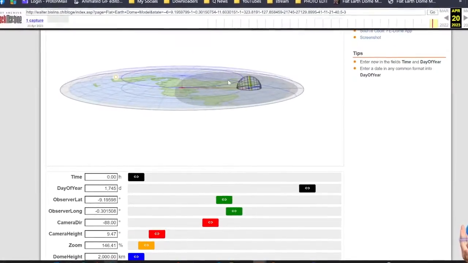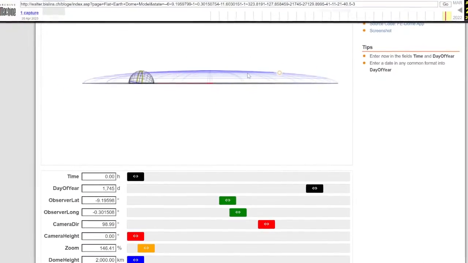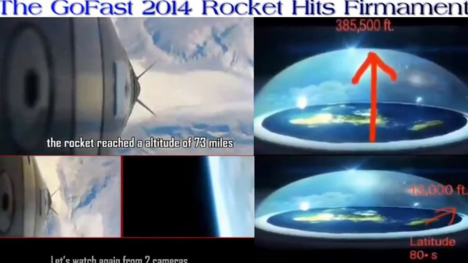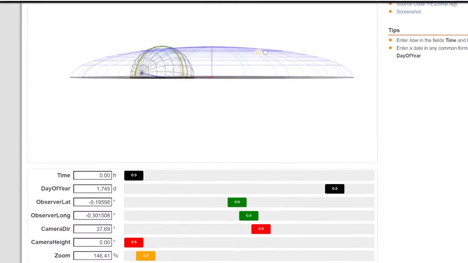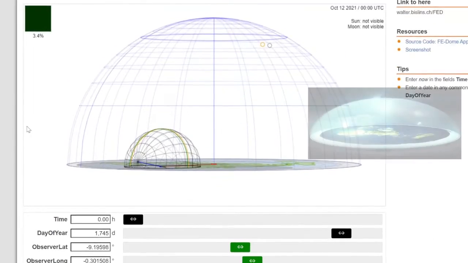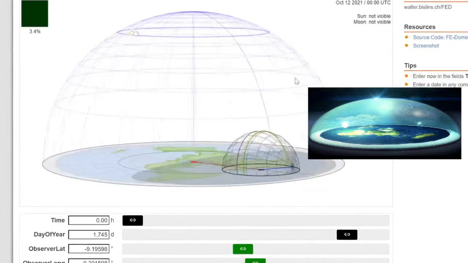But let's just say this is the 73 miles that we were thinking about before, where the barrier was 385,000 feet, 73 miles straight up. If you think that this is what that represents, that kind of looks too low to me. If we were to put it up to the maximum that it can go, even that much more resembles the GIF that we usually use and play with to demonstrate the firmament.